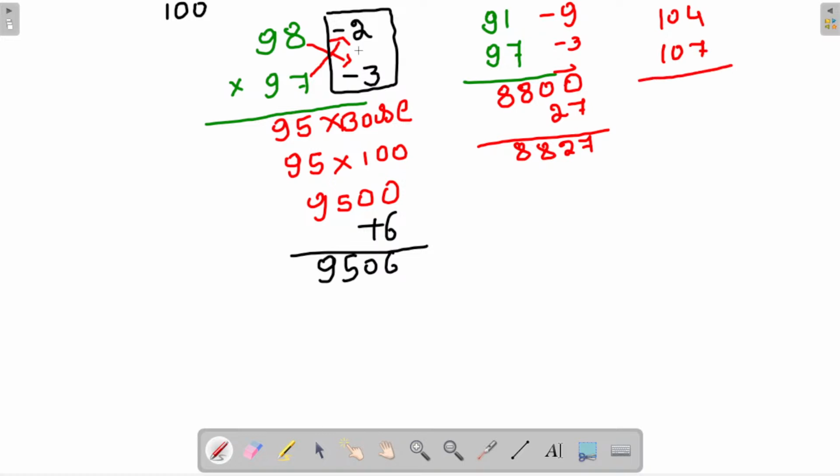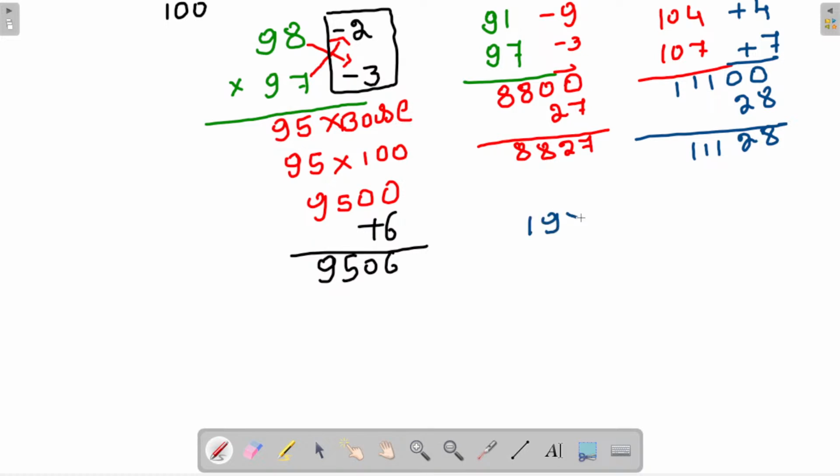This is the question now. What's the difference? Plus 4. 100 is the base. What's the difference? Plus 7 only. 107 plus 4 is 111, or 104 plus 7 is 111, into 100. Now your multiplication, plus into plus. 4 7s are 28. Your answer will be 11128.